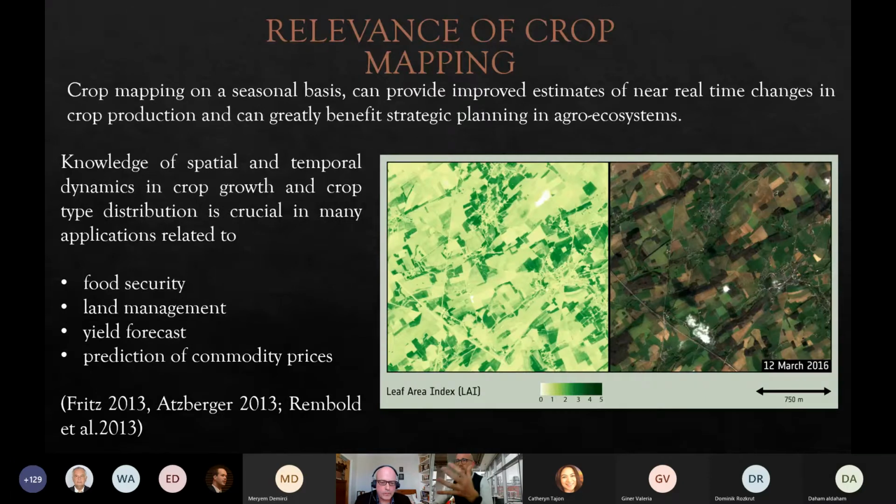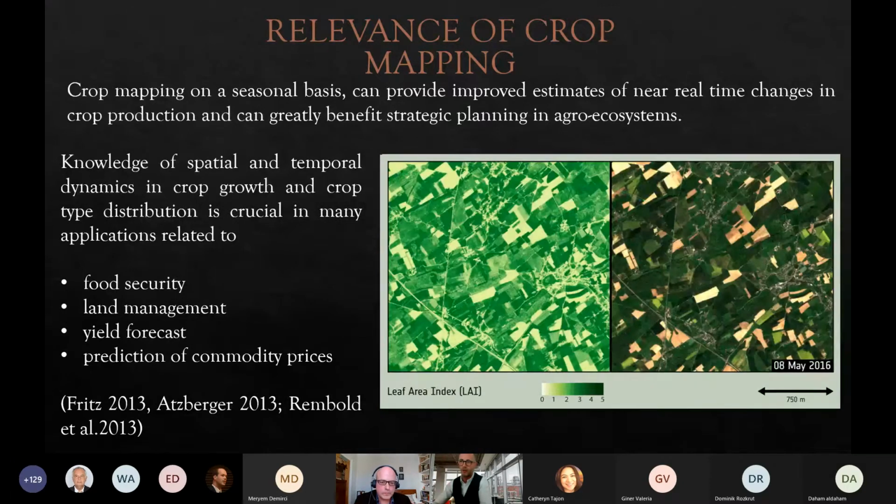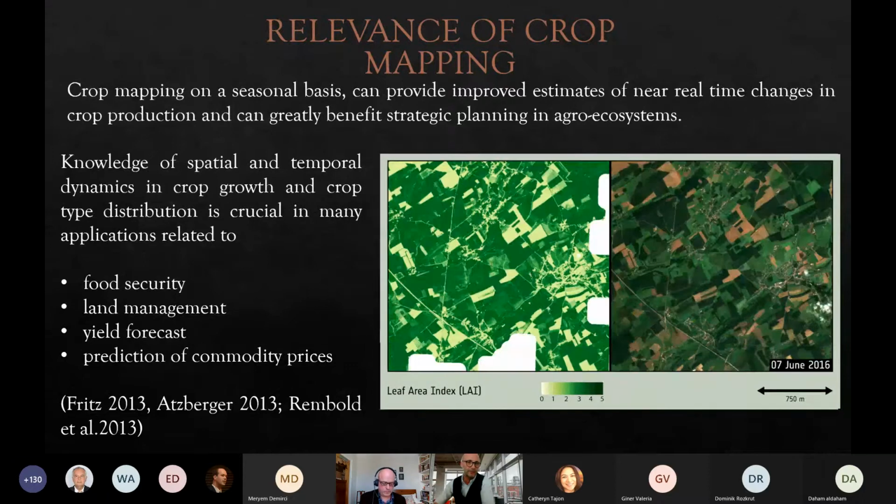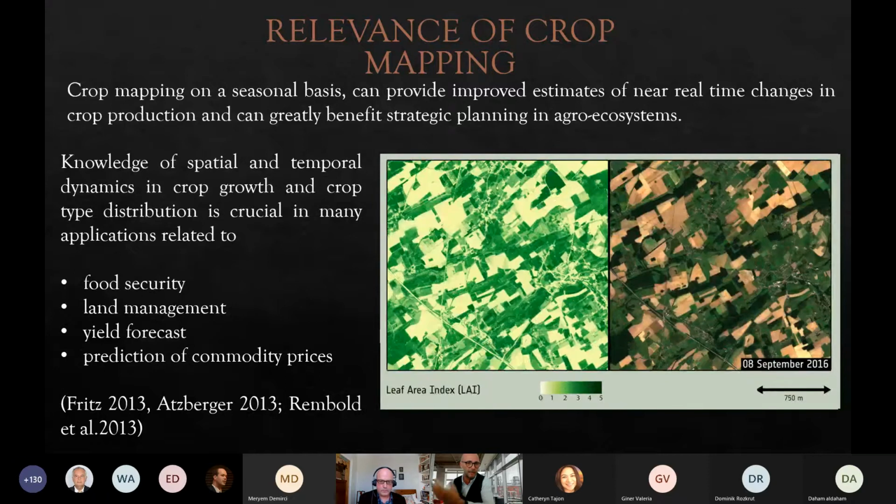So crop mapping on a seasonal basis can provide improved estimates of near real-time changes in crop production and can greatly benefit strategic planning in agroecological systems. The knowledge of spatial and temporal dynamics in crop growth and crop type distribution is crucial in many applications related to food security, land management, yield forecast, and prediction of commodity prices.